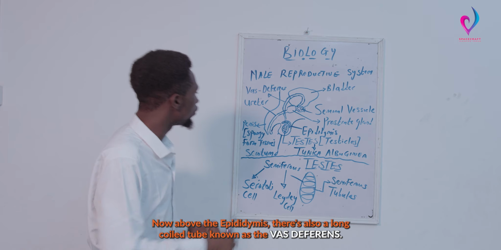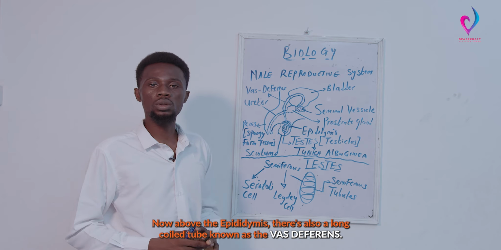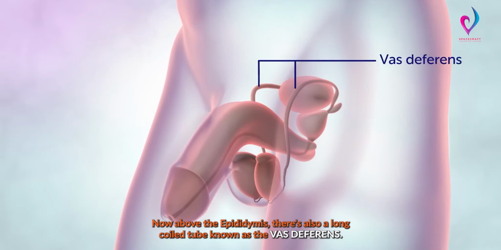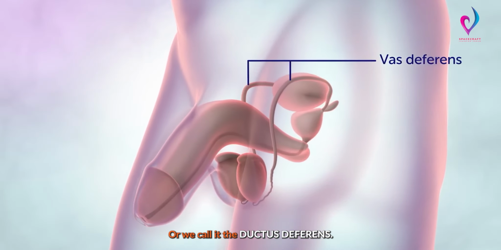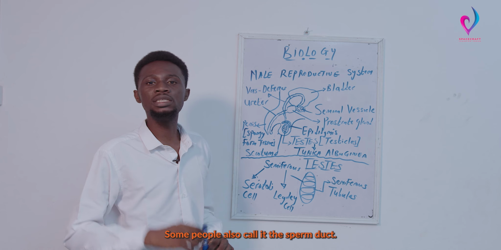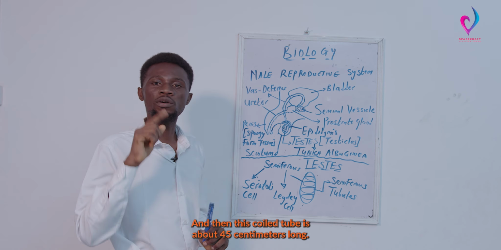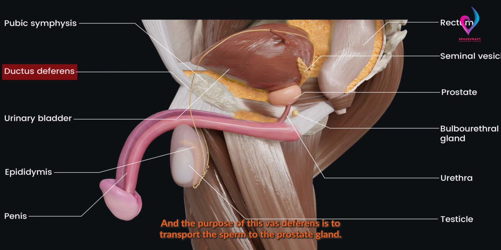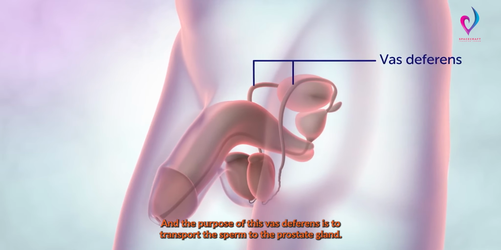Now, above the epididymis, there's also a long coiled tube known as the Vas Deferens, or we call it the ductus deferens. Some people also call it the sperm duct. This coiled tube is about 45 centimeters long. The purpose of the Vas Deferens is to transport the sperm to the prostate gland.